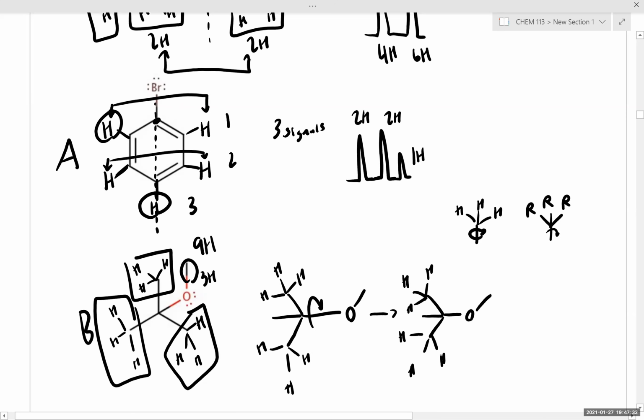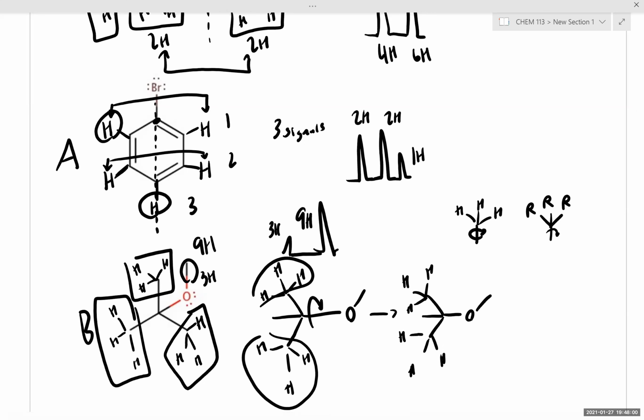Can we tell the difference after rotation? No, we can't. So then these methyl group protons are all chemically equivalent, and they're all part of the same signal that shows up at around 9 hydrogens. Does that make sense? Yes, it does. Thank you. Perfect. Any other questions on this example?